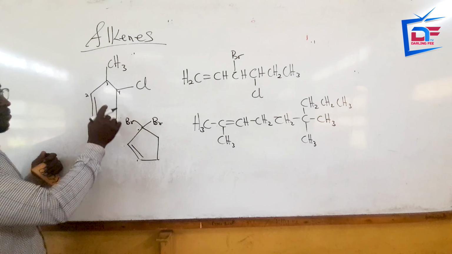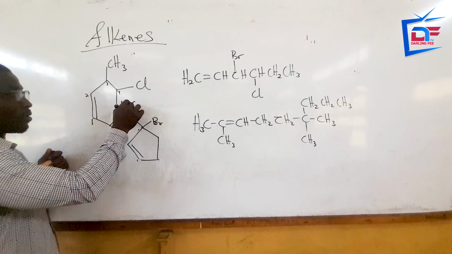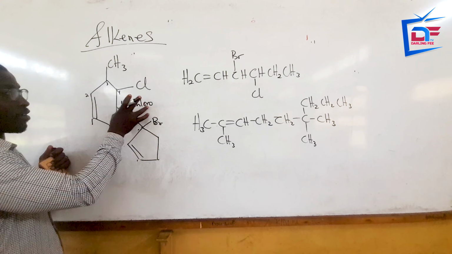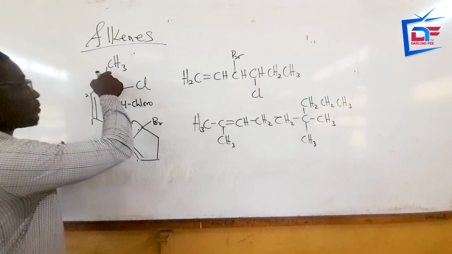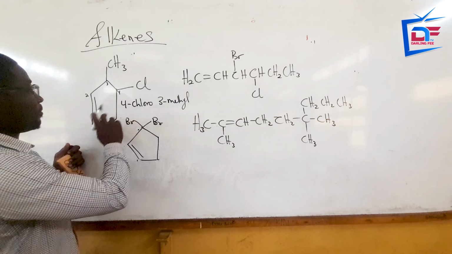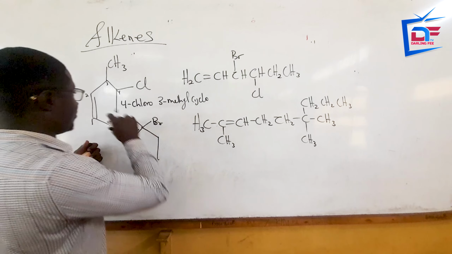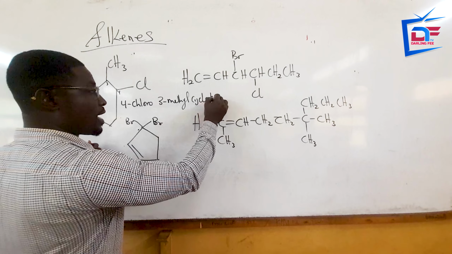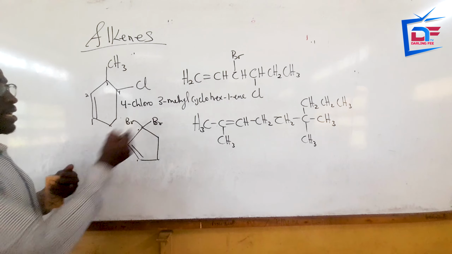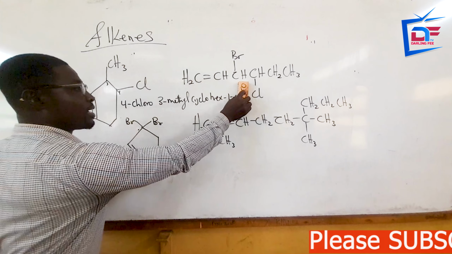So the name for this one becomes 4-chloro, because of alphabetical order. We have to name this in terms of alphabetical order, and that is 4-chloro, 3-methyl. This is a cyclic compound, so we use the prefix cyclo, because of the double bond, cyclohexene. So 4-chloro-3-methylcyclohexene.